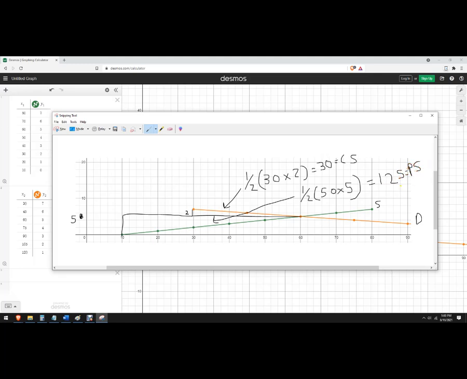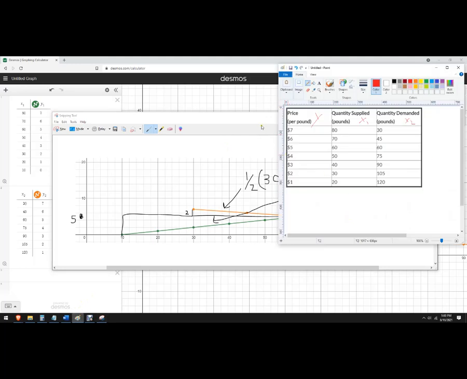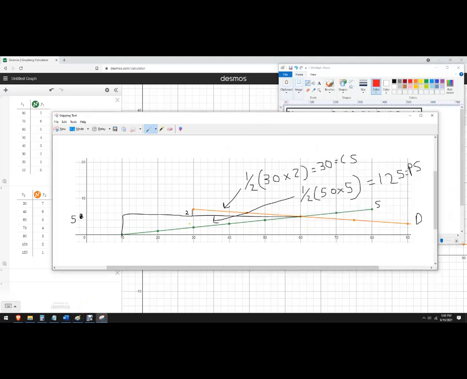If you wanted to add them together, you'd get the combined surplus or market efficiency. But that's how to take something that looks like this, turn it into a graph, and then easily calculate consumer and producer surplus.